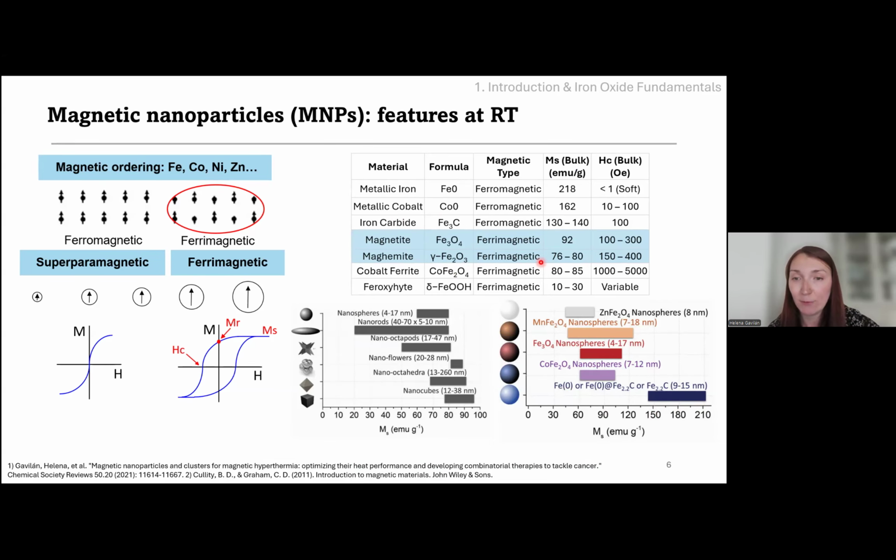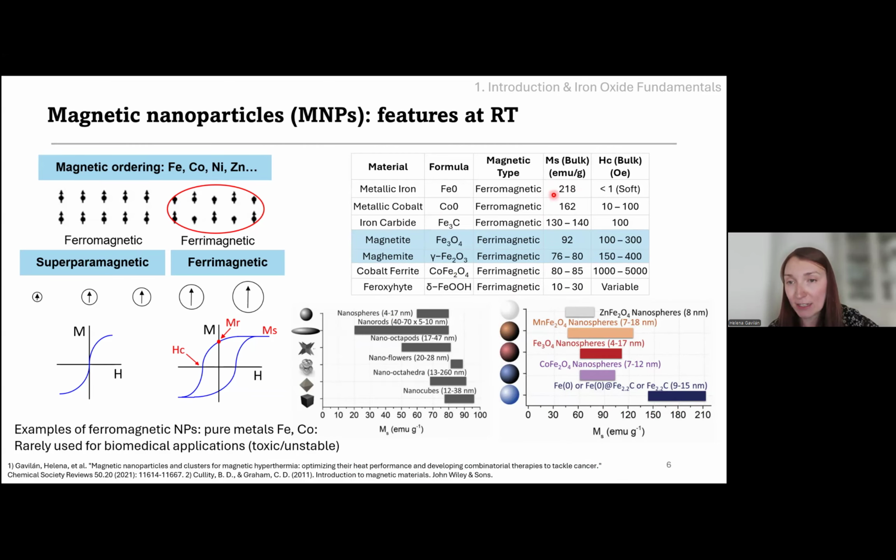But although these have higher saturation magnetization, which is very interesting, they are for now rarely used in biomedical application because they are less chemically stable. And also in the case of cobalt, for instance, you will have severe toxic effects.